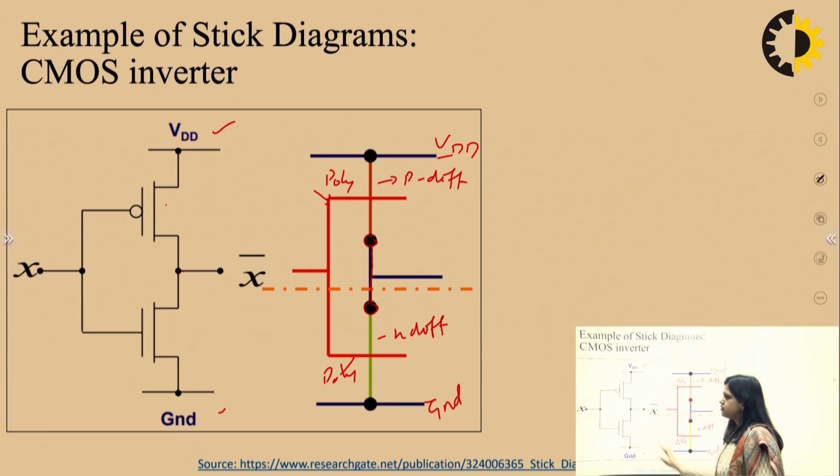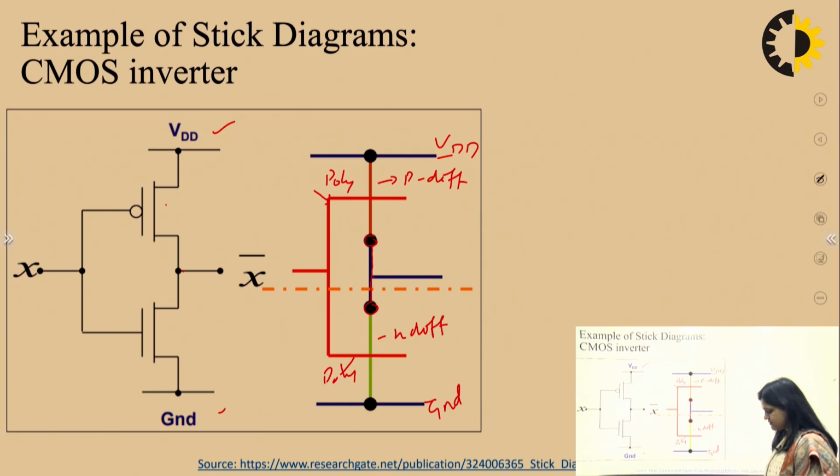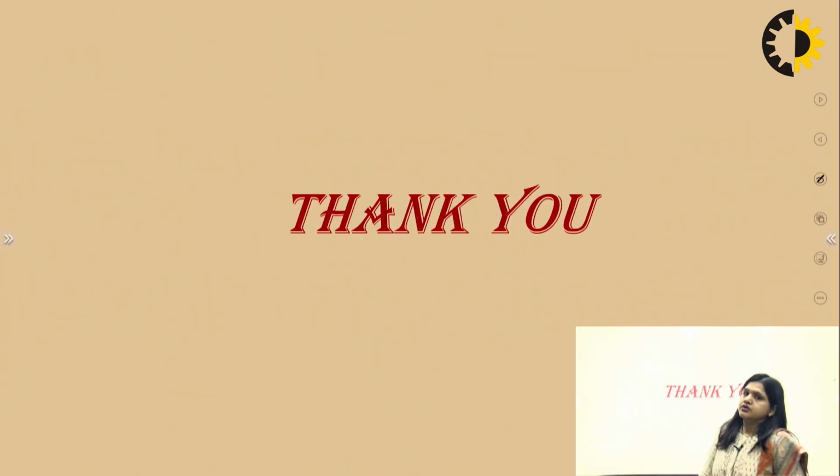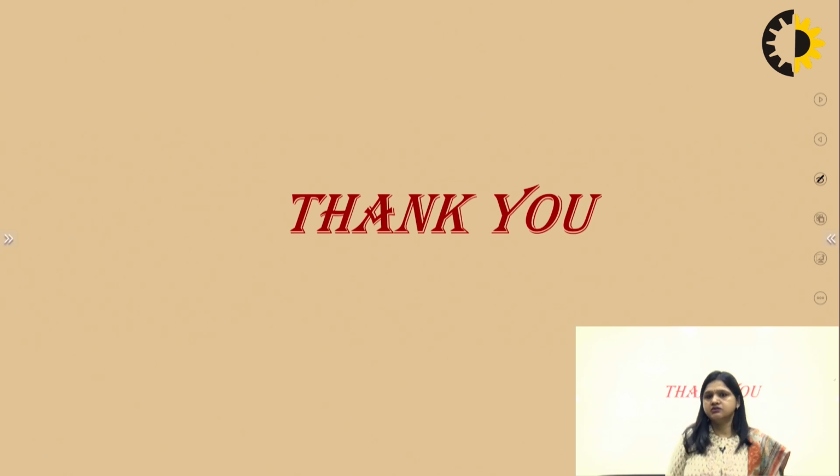So this is how you can easily design a stick diagram of any circuit by using this color coding. This is the simple stick diagram of a CMOS inverter. This is how you can implement a stick diagram of any NAND, NOR or any compound gate with the help of the general rules of stick diagrams.